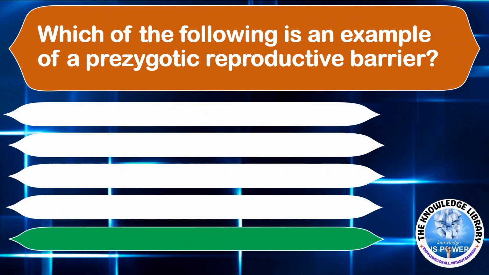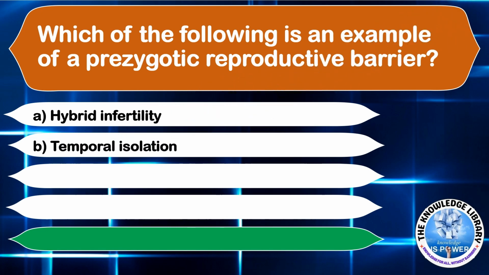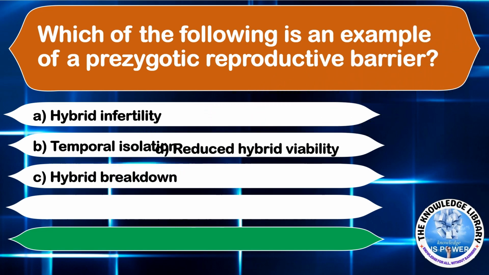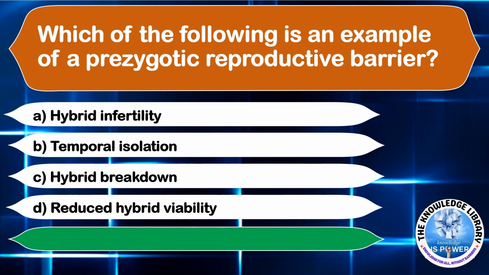The next question is, which of the following is an example of a pre-zygotic reproductive barrier? Option A, hybrid infertility. Option B, temporal isolation. Option C, hybrid breakdown. Option D, reduced hybrid viability. Answer is option B, temporal isolation.